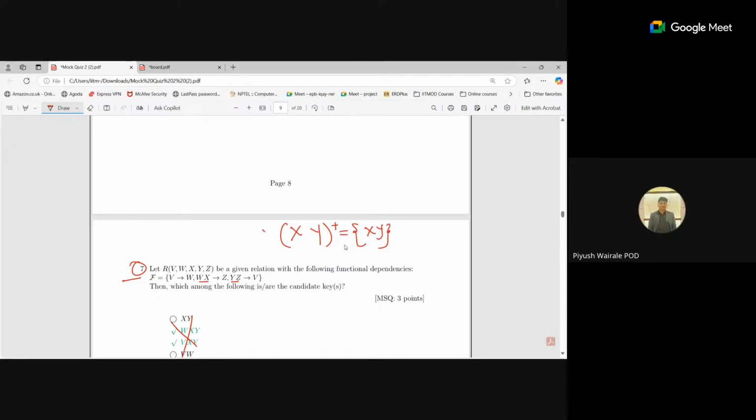Then what do you need to do? Take the combination of X, Y with the remaining attributes: X, Y, V; X, Y, W; and X, Y, Z. Find the closure of X, Y, V: V to W, W, X to Z. So we are getting all the attributes. So X, Y, V is a key.